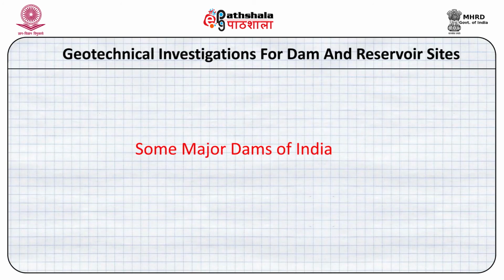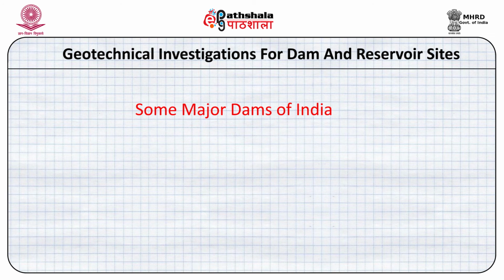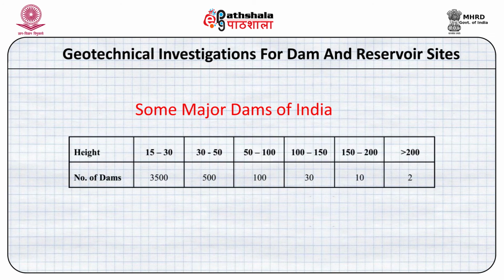Now, as far as our own country, India, is concerned, we have more than 4,000 dams. Out of these, 3,500 are dams having height less than 30 meters. There are dams having height 30 to 50 meters, numbering almost 500. We have 100 dams having height from 50 to 100 meters, 30 dams from 100 to 150 meters, 10 dams from 150 to 200 meters, and 2 dams which are having height more than 200 meters.